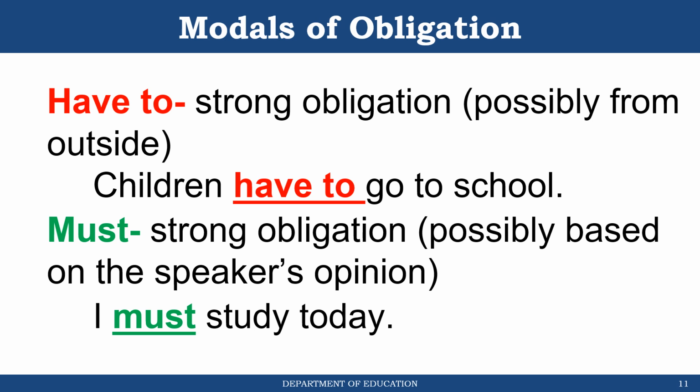Strong obligation, possibly from outside. For example, children have to go to school. So the modal have to is used if the obligation came from an outside speaker, which means it is not the speaker himself who is setting the obligation. On the other hand, the modal of obligation must is a strong obligation that is possibly based on the speaker's opinion. For example, I must study today.